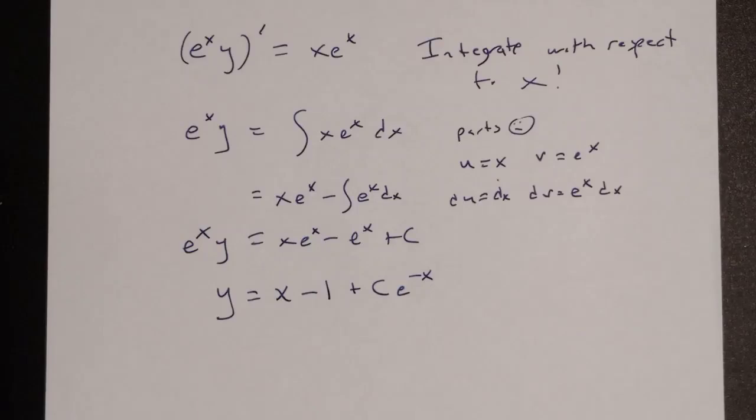I have a whole one parameter family of answers because I don't know what c is. I didn't get an initial condition. Instead of writing over e to the x, I just wrote e to the minus x.